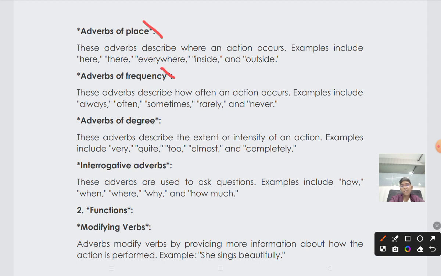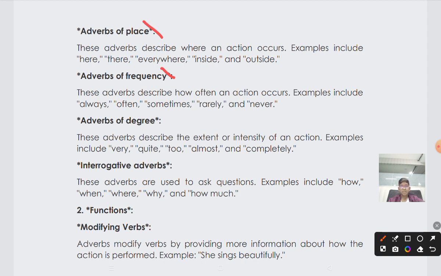Adverbs of frequency. These adverbs describe how often an action occurs. Examples include always, often, sometimes, rarely, and never. Adverbs of degree. These adverbs describe the extent or intensity of an action. Examples include very, quite, too, almost, and completely.